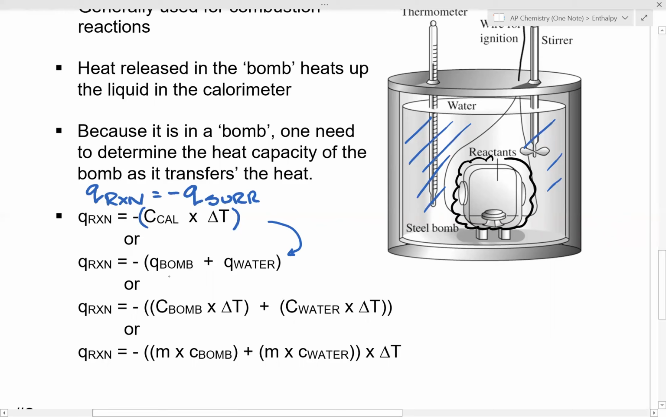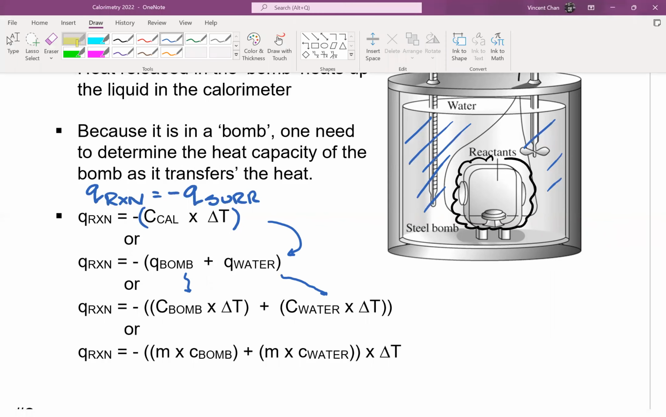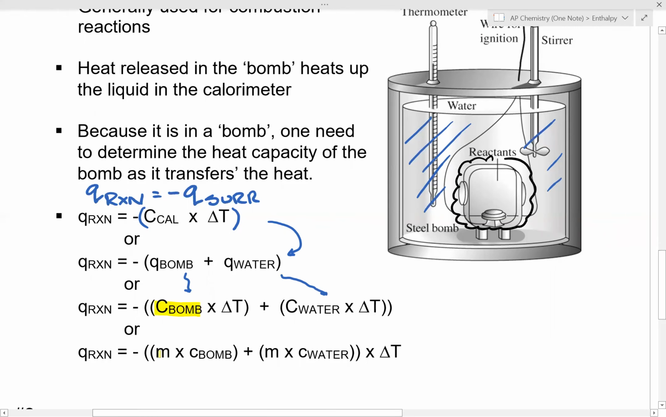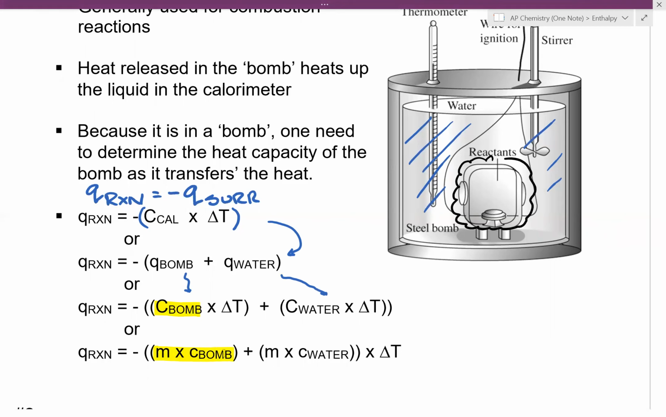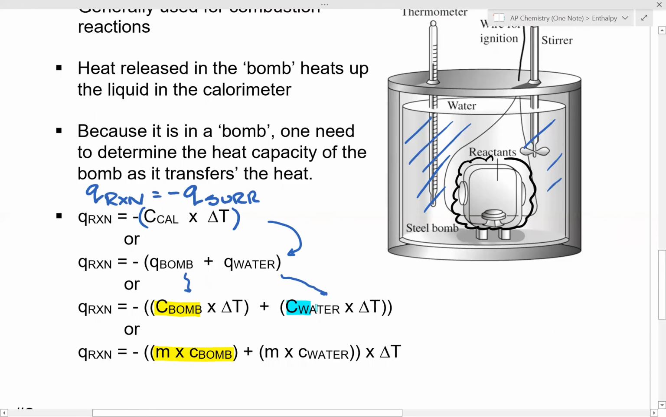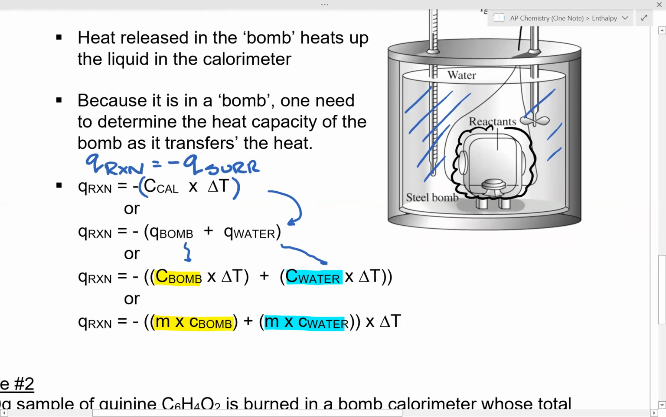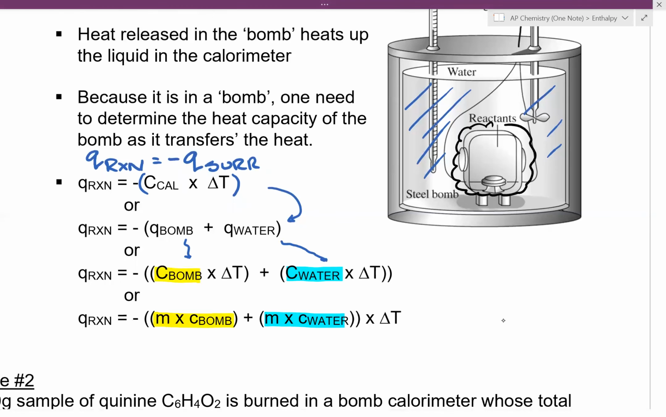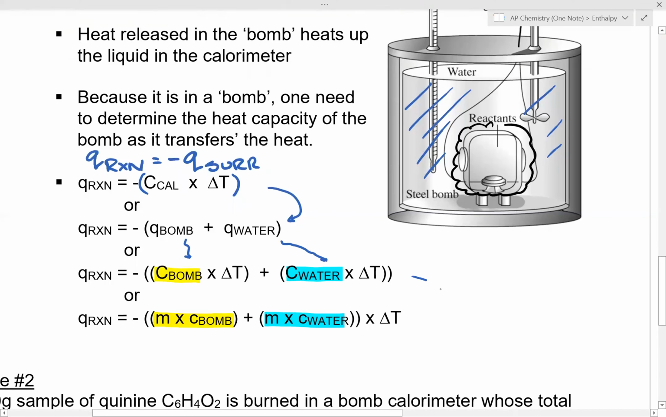Now, recall, how do you calculate heat? You multiply the heat capacity times delta T. And the heat capacity, remember, can be determined by specific heat capacity times the mass. So these 4 equations are all related. Please make sure you understand how these are all related.